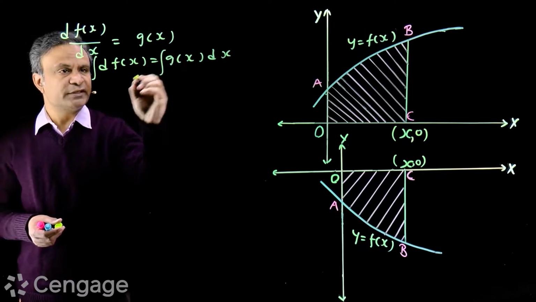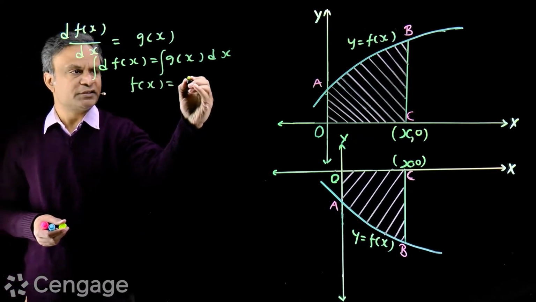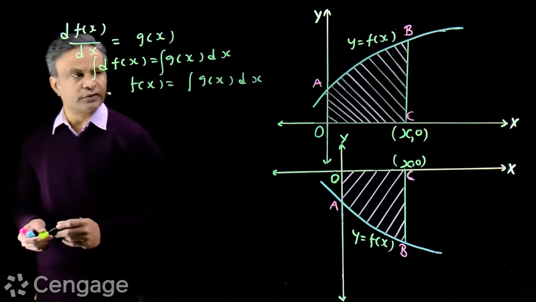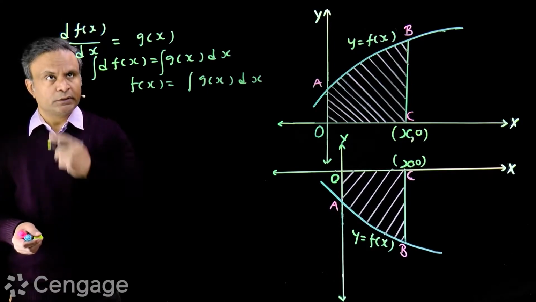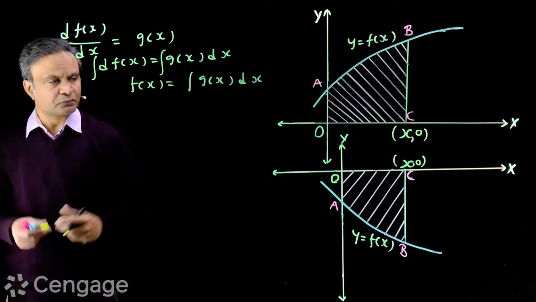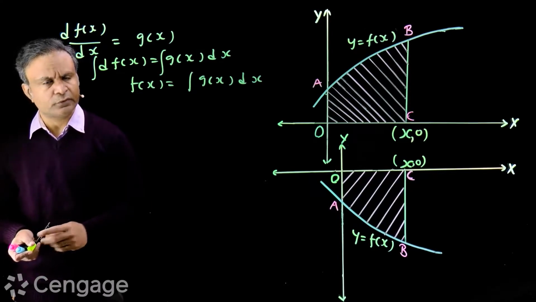Now we integrate both sides. On LHS we get f(x). On RHS we have integration of function g(x) with respect to variable x. Derivative of f(x) is g(x), then integration of g(x) is f(x). Means integration is the reverse process of differentiation. We know this.